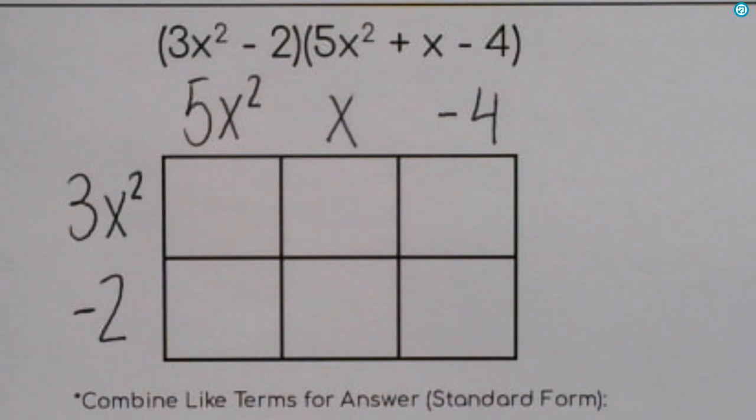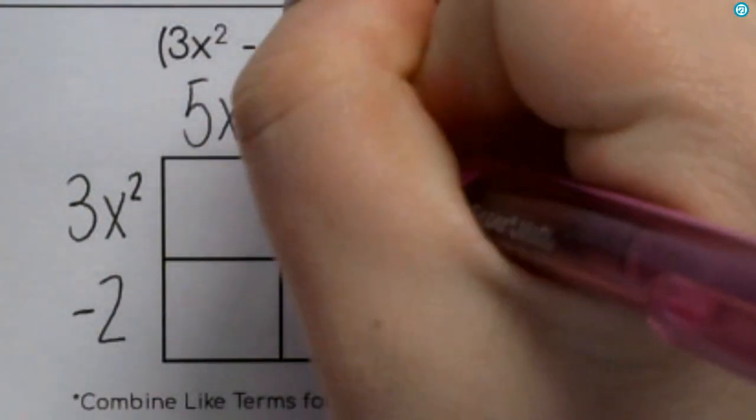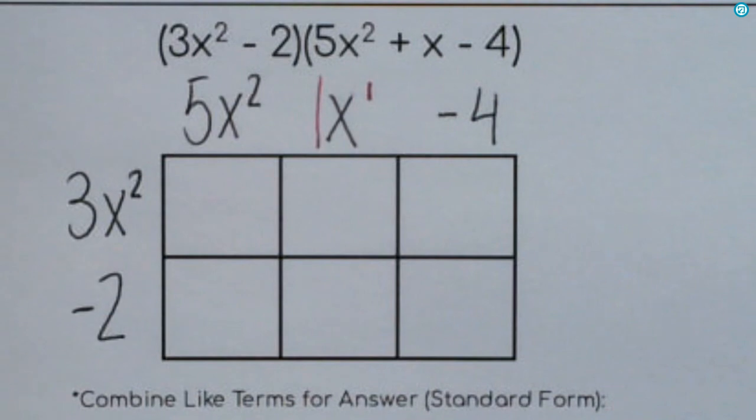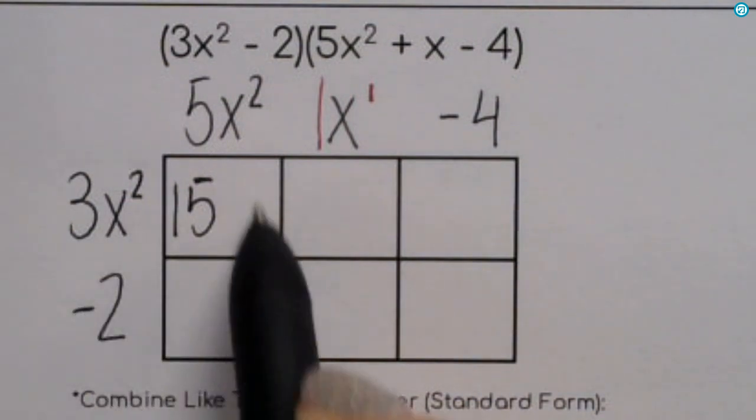Okay, we can add in our imaginary ones. So the only imaginary one that we need is on this x by itself, which can be 1x to the first. And then from there, we're just multiplying. So we multiply our coefficients, we add our exponents. So 3 times 5 is 15. And then we add our exponents. 2 plus 2 is 4. So 15x to the fourth.